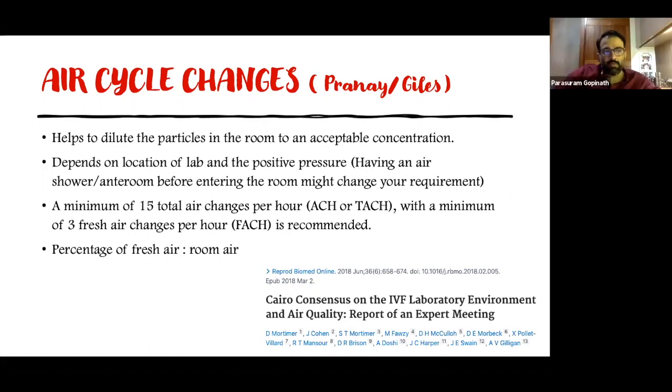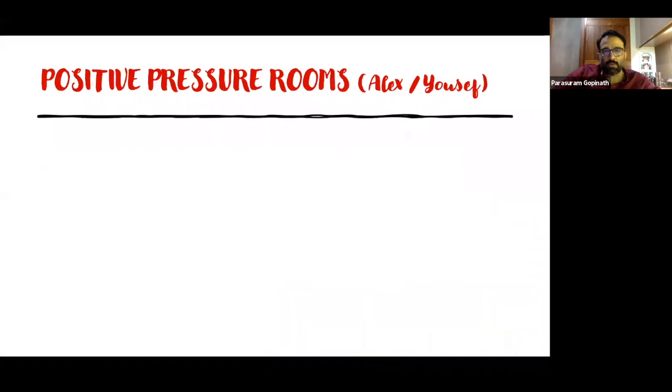I'll quickly move into the next question. I think Sandoz did talk about positive pressure rooms, how you design the rooms. Alex and Yusuf, can you kindly elaborate on what he was actually talking about, and what is an ideal pressure that needs to be maintained in these rooms?